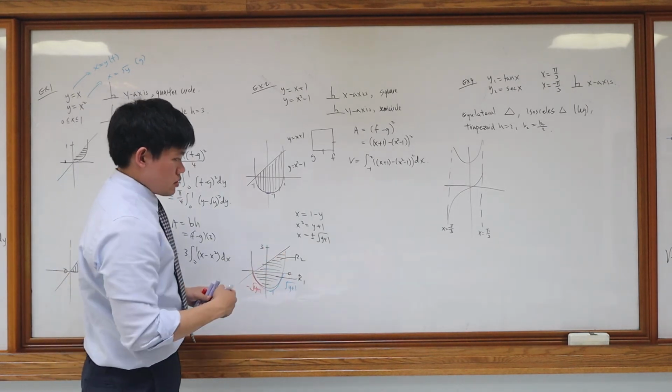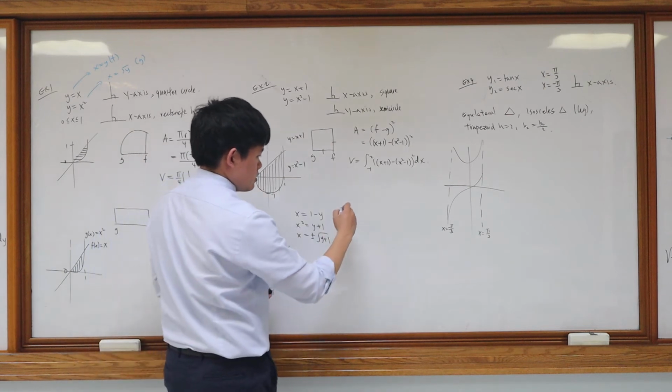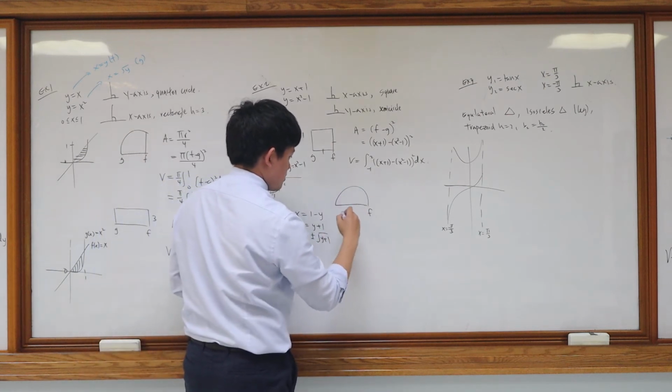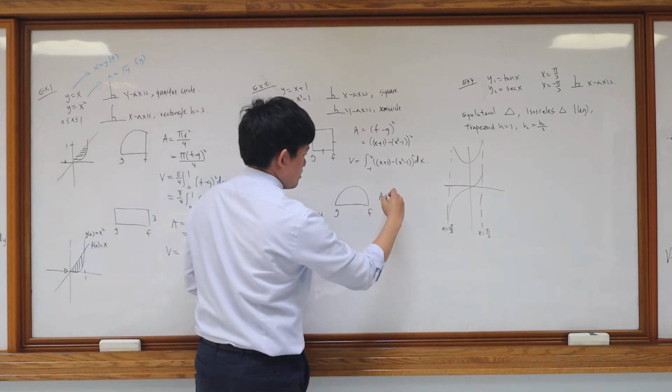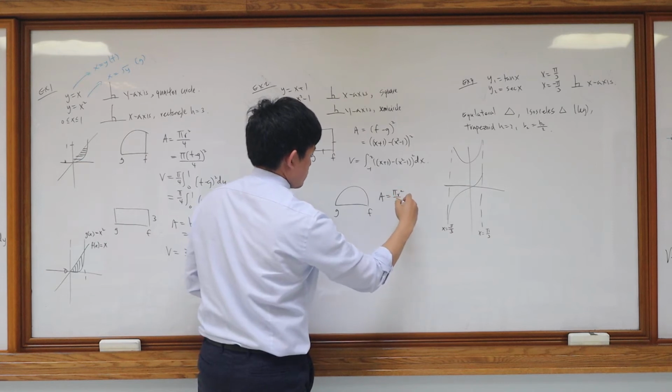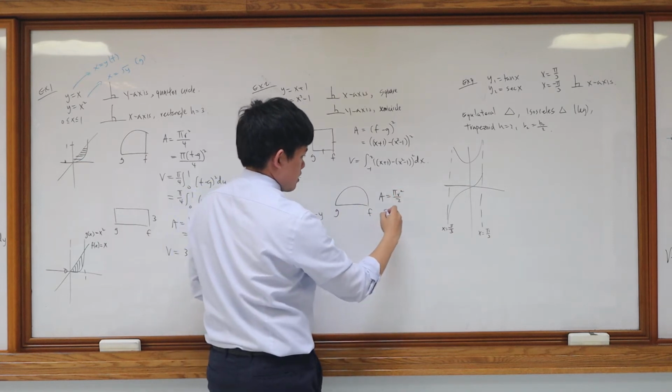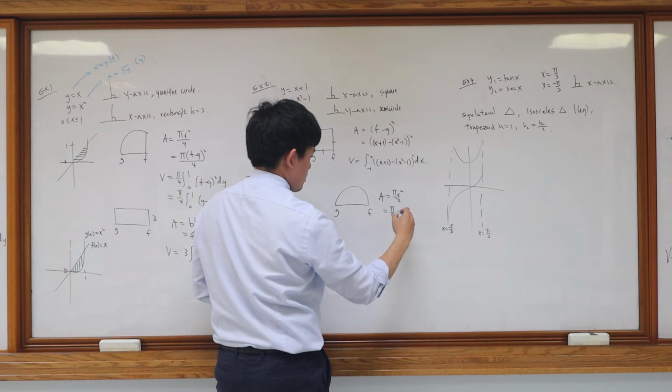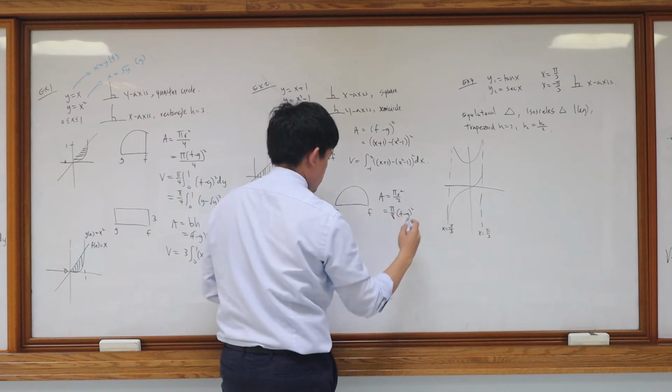So do we want semicircles? In that case, for a semicircle we have f minus g. That means my area is equal to pi r squared divided by 2. Putting it together, you have pi over 8 and then f minus g squared.